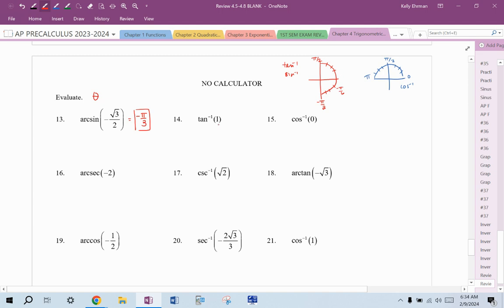Arctangent of 1. This is one we use a lot in calculus, so this is a good one just to know. What angle makes tangent equal to 1? Pi over 4. What angle makes cosine equal to 0? So that's at the top of the circle. If you write the ordered pair correctly, it's at the top of the circle. The x-coordinate is 0 at pi over 2.